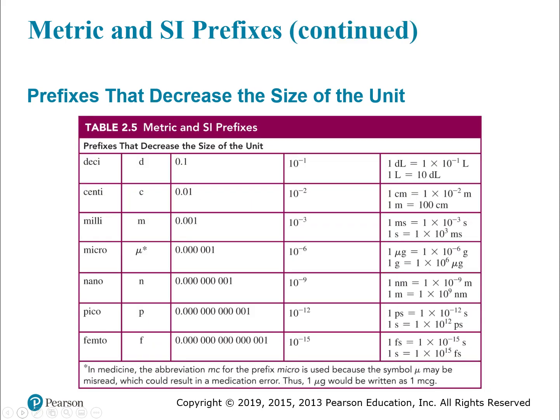This table tells you all the prefixes that decrease the unit. So we're talking about having grams or liters, seconds, whatever it is, and then we're taking that and making it smaller. So you've heard of a centimeter, I'm sure. That is smaller than a meter, and that's because centi means 0.01. Okay, so that's 100th of a meter.